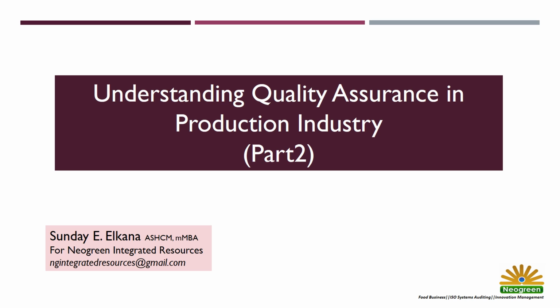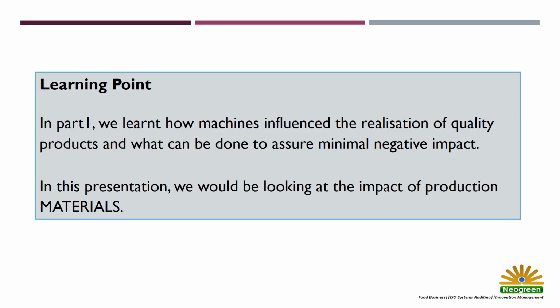Understanding quality assurance in production industry, part 2. Learning points. In part 1, we learned how machines influence the realization of quality products and what can be done to assure minimal negative impact. In this presentation, we will be looking at the impact of production materials.